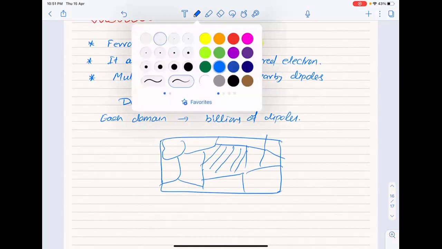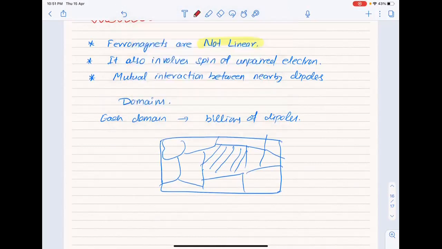Let's say this has alignment like that. Similarly, this domain can have alignment like that, and this can have alignment like that. So although each domain contains billions of dipoles aligned in a particular way, giving rise to a net alignment for the domain, the domains themselves are aligned randomly. So in the absence of field, when B is 0, this is what happens. You have all sorts of possible alignments, so the net alignment is 0.